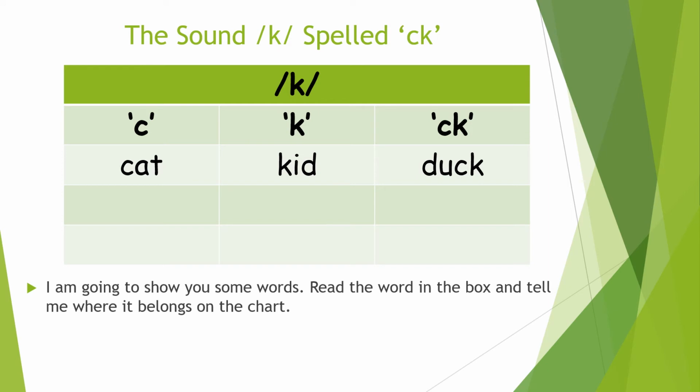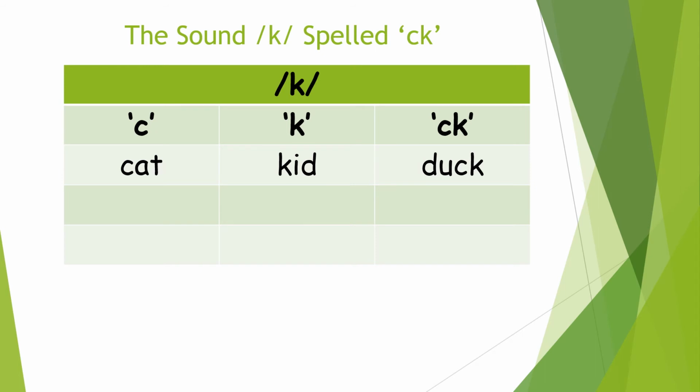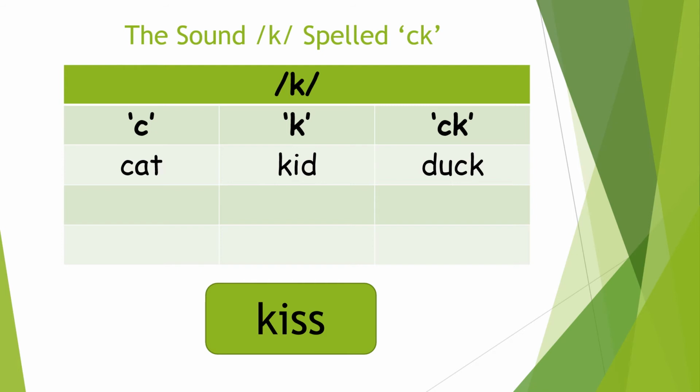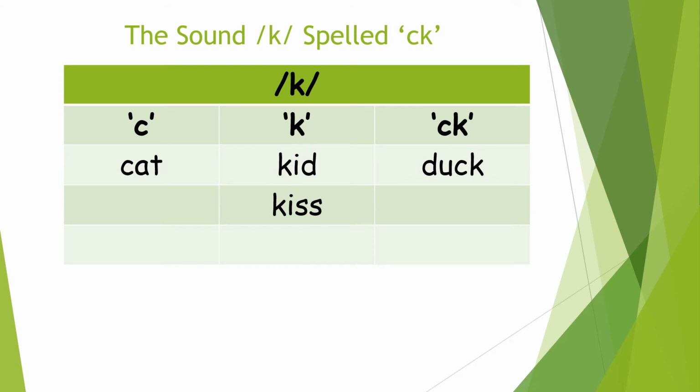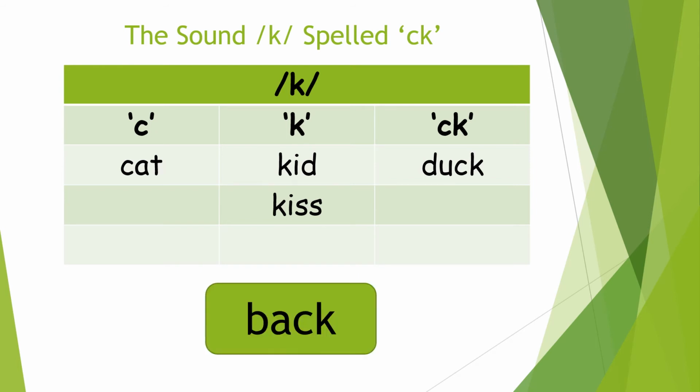So here's our chart we were working on. I'm going to show you some more words. Read the word in the box at the bottom of the screen and tell me where it belongs on the chart. Let's begin. Kiss. Where does it belong? Kiss belongs in the middle column with the K because kiss starts with the letter K. There it is.